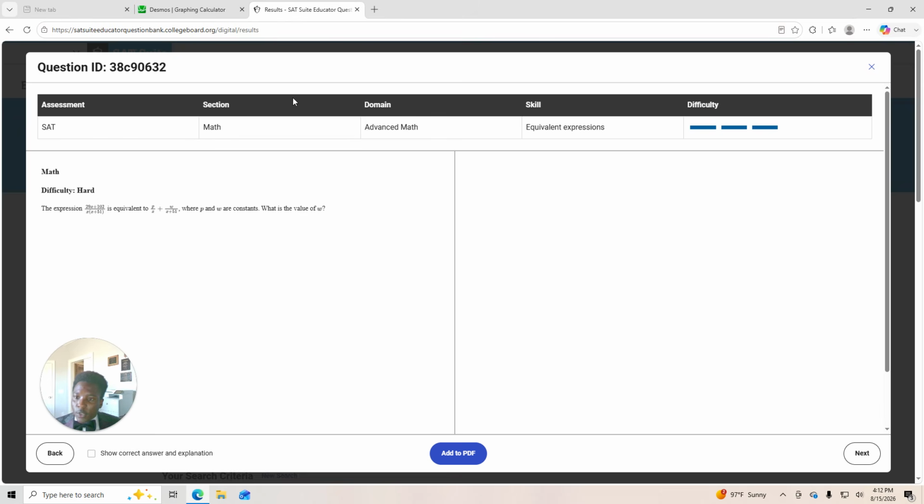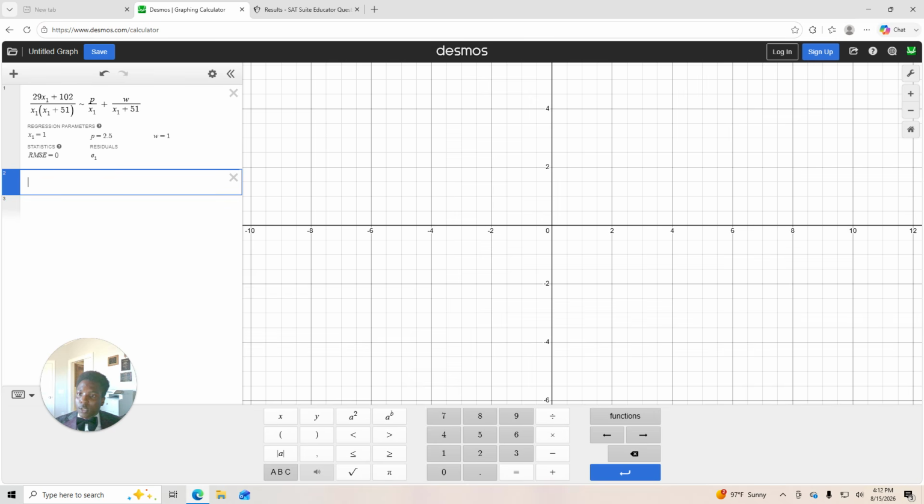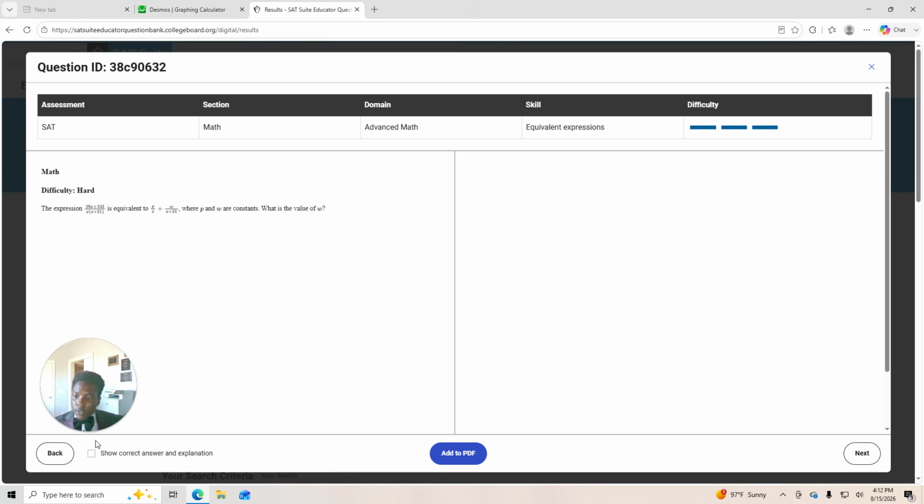Well, first, let me see what we're even solving for. P and W are constants, what is the value of W? And now we just make a list so Desmos can run those tests. 1, 2, 3. And W should be 27. Was that what it was asking? 27, yep. That is it.